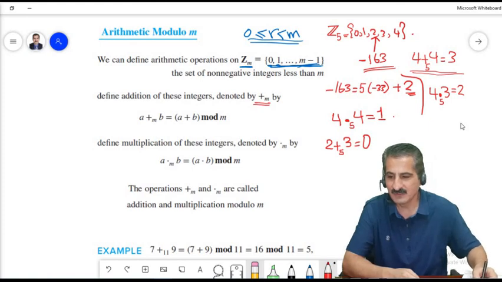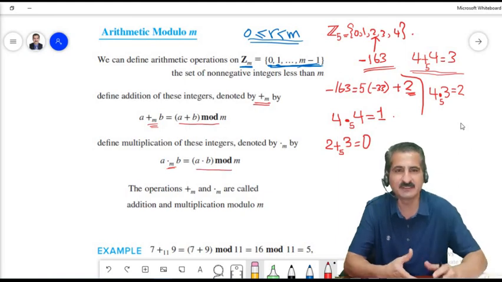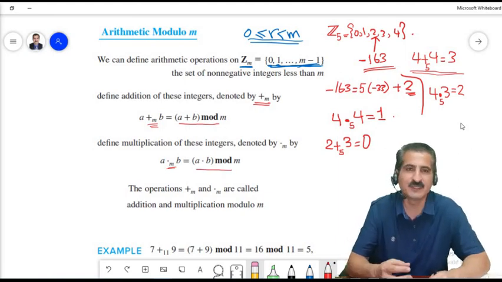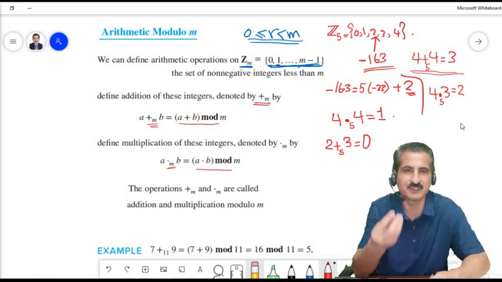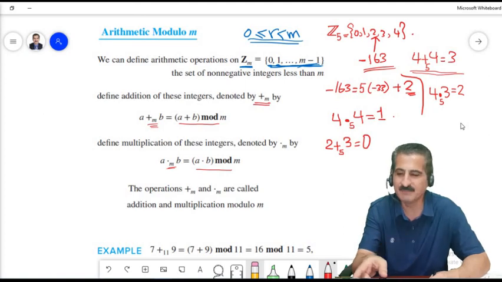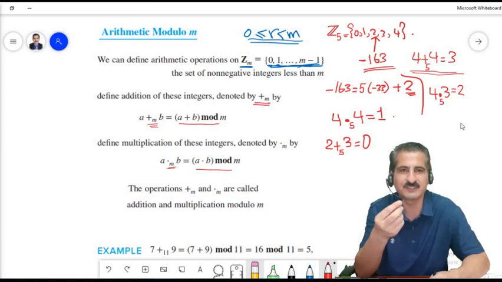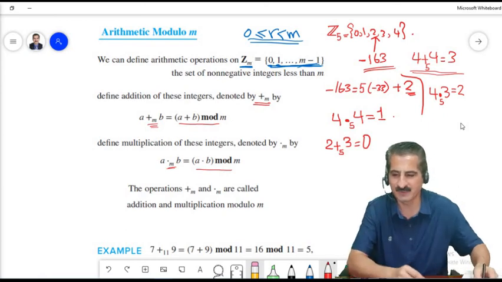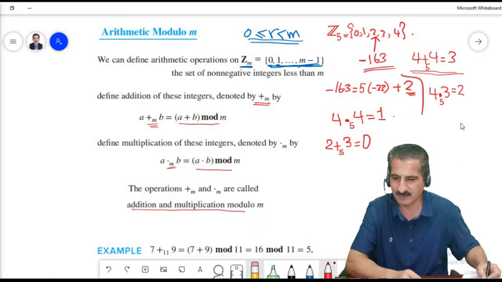So we will introduce this notation, and it is defined here. Just add or multiply. a plus b modulo m: add them as integers, a plus b, you get a new integer, divide it by m, and take the remainder. a times b modulo m: multiply a and b as integers, normal regular multiplication, you get a new integer, take the remainder of it after dividing by m. And these are called addition and multiplication modulo m.